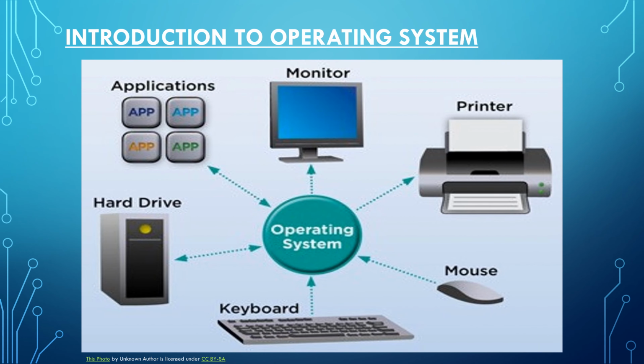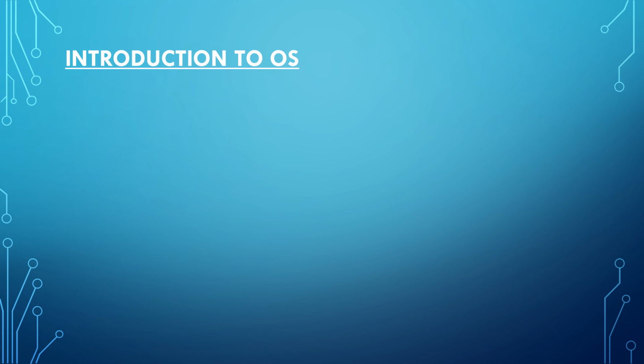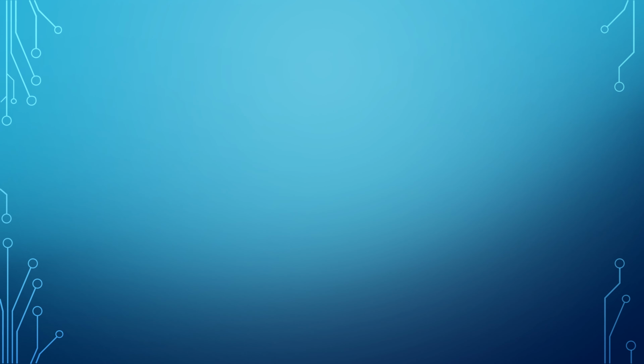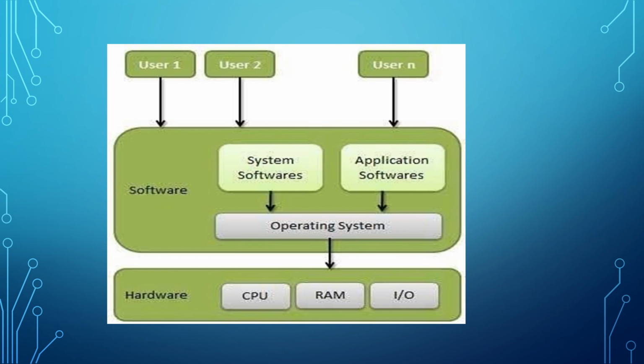And here is a picture that illustrates what an operating system is all about. According to the definition, an operating system is a program that acts as an interface between the user and the computer hardware and controls the execution of all kinds of programs. Here is a photo, an infographic, where you can now see the definition is very clear. We have the operating system, which is the program between the software and the hardware.